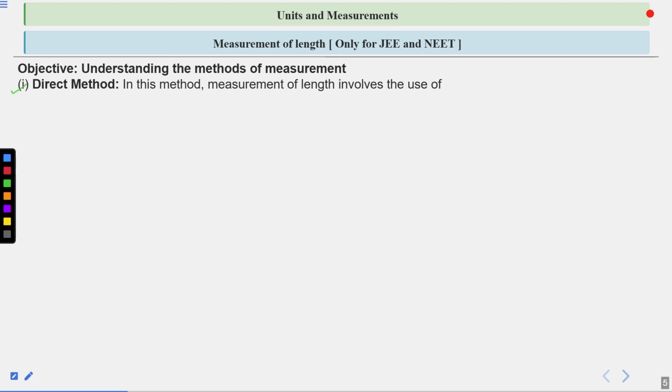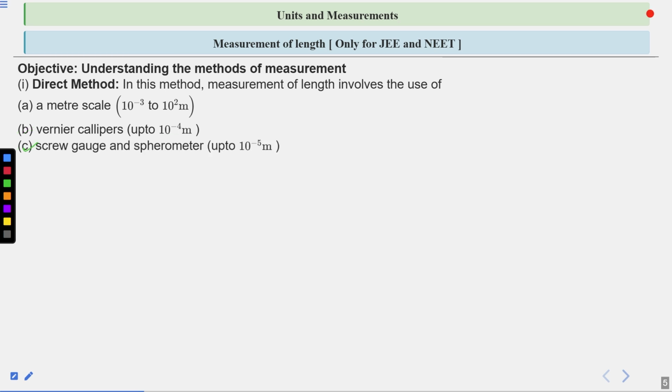First, our direct method. In this method, measurement of length involves the use of, first, a meter scale, and the range is 10 raised to the power minus 3 to 10 raised to the power 2 meter. Second is vernier calipers up to 10 raised to the power minus 4 meter. And third is screw gauge and spherometer up to 10 raised to the power minus 5 meter. So this one is just for knowledge.